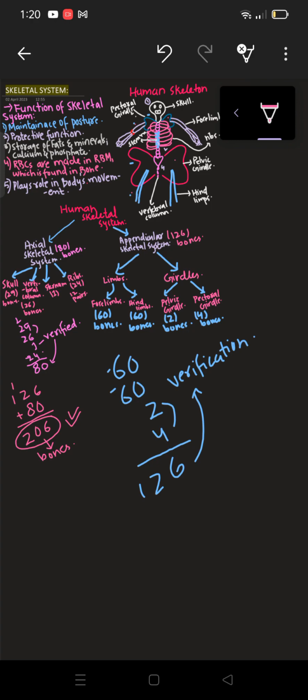In the next video we will be talking about how the skull is comprised of 29 bones. We'll be counting the vertebral column's bones as well. We'll be counting each and every bone. All right, so this was all for today.